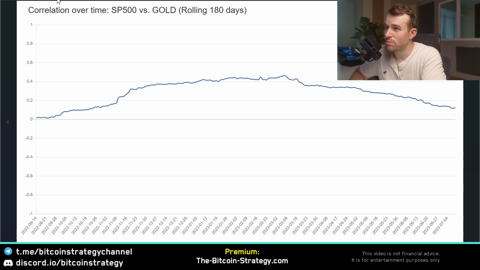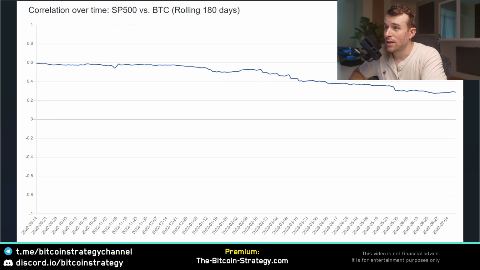Here's the correlation coefficient between the S&P 500 and gold. It tends to sometimes be correlated slightly more. So in other words, Bitcoin is a better portfolio diversifier than gold is, if your major holding is the S&P 500. And here we've got the S&P 500 versus Bitcoin. Used to be relatively highly correlated, is now decreasing in correlation. So Bitcoin is becoming a better portfolio diversifier with time.